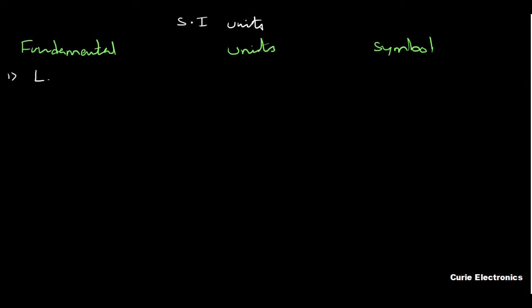I'll write the SI units down, so please watch. Under SI units we have 7 fundamental units. We can call them fundamental quantities, and their units and symbols, that is, the symbol used to represent them. The first one is length.